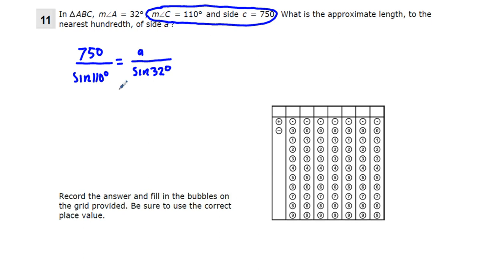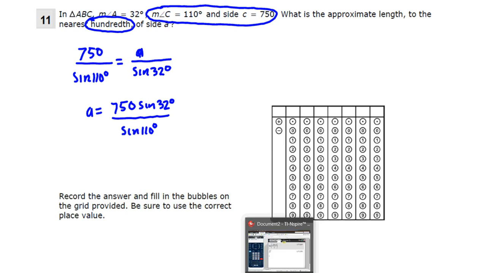And we can cross multiply, so we can have a is equal to, well, it's going to be side a. We're looking for little a, right? Yeah, little a. So we're going to have 750 sine 32 degrees over sine of 110 degrees. And then we need to round to the nearest hundredth, so we've got to watch out for that. So it'll be 2 places after the decimal point.